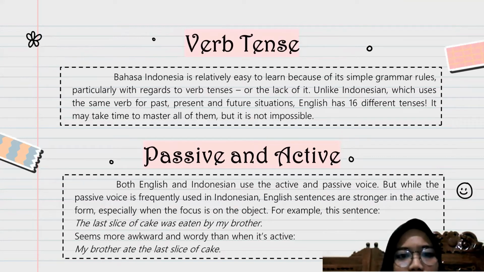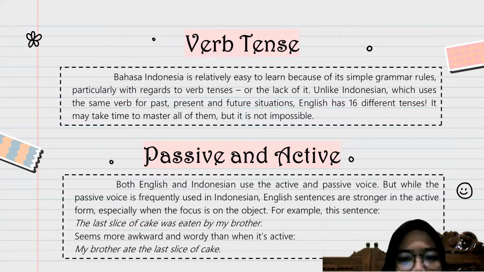And then verb tense. Bahasa Indonesia is relatively easy to learn because of its simple grammar rules, particularly with regard to verb tenses or the lack of it. Unlike Indonesian, which uses the same verb for past, present, and future situations, English has 16 different tenses. It may take time to master all of them, but it is not impossible.